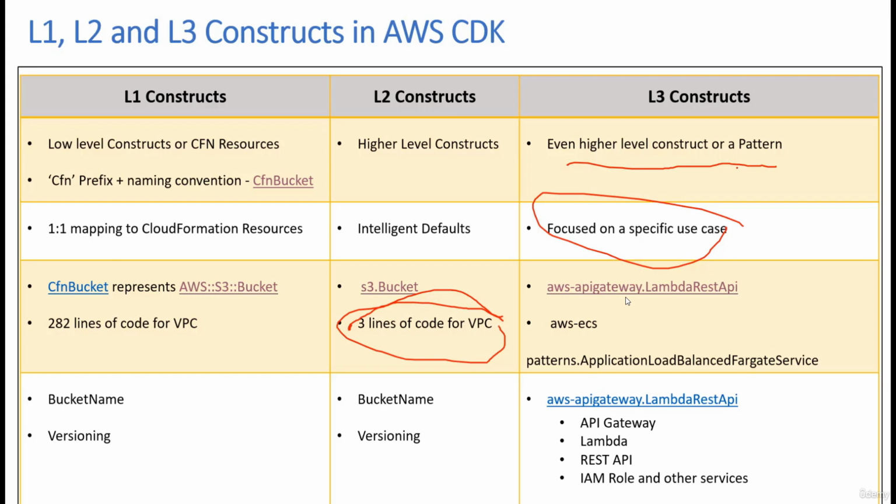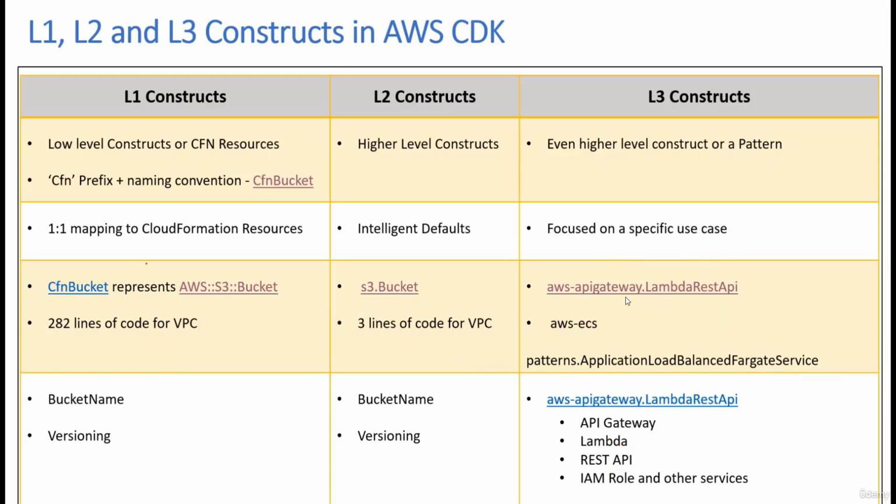With just a few lines of code, you can create all the resources using the L3 construct in a standard fashion. AWS provides you with many L3 constructs. One of them is AWS API Gateway Lambda REST API. If you use this construct with a few lines of code, you can create the API Gateway, Lambda REST API, IAM roles, and other services. Similarly, you have a pattern for application load balancer, Fargate service.